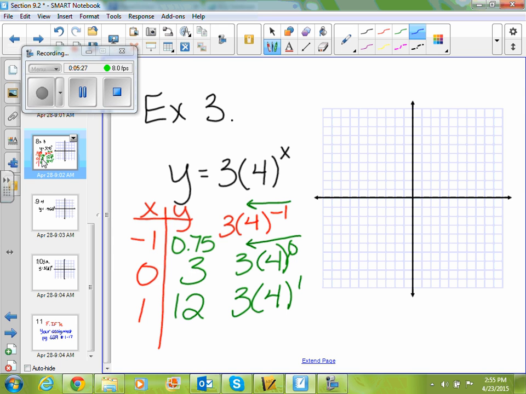Okay, so if I graph this, negative 1, 0.75 is back 1, up a little bit less than 1. 0, 3 is over 0, up 3. And 1, 12 is over 1, up 12, so way up there. If I then connect my points, I get something that looks like this, and then you just keep going, and so it's going to look like a curve like that.